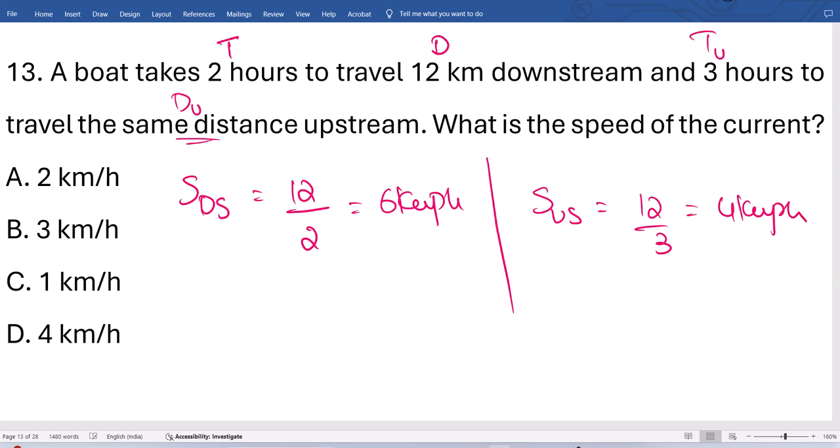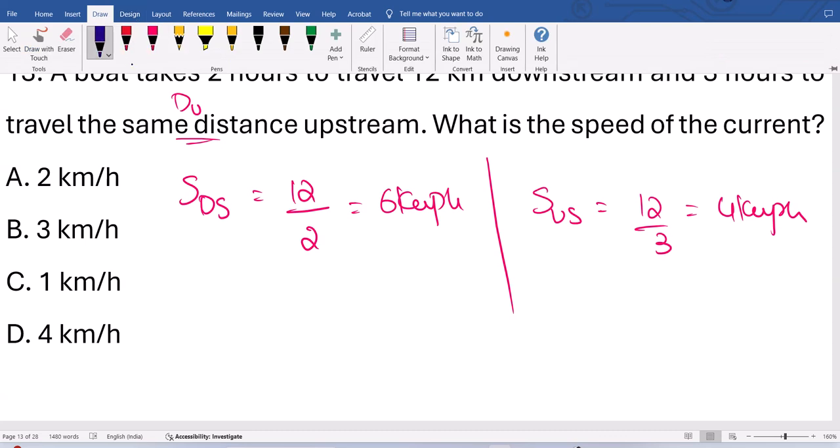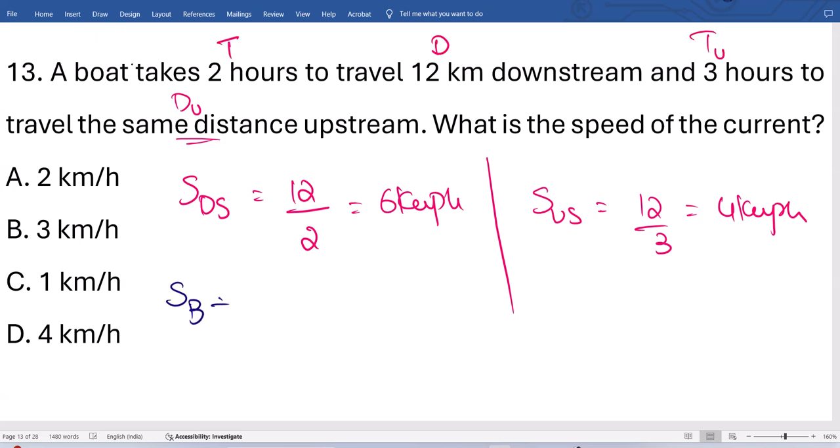Now you may have a question, sir. 12 kilometers downstream takes 2 hours only. Why is upstream 3 hours? Why is it taking more time? Okay, if you know the concept, downstream means you are going along with the water flow. Water flow means current, the speed of the current. The boat is traveling along with the water, in the same direction, so it will help you. That's why downstream is SB plus SS.